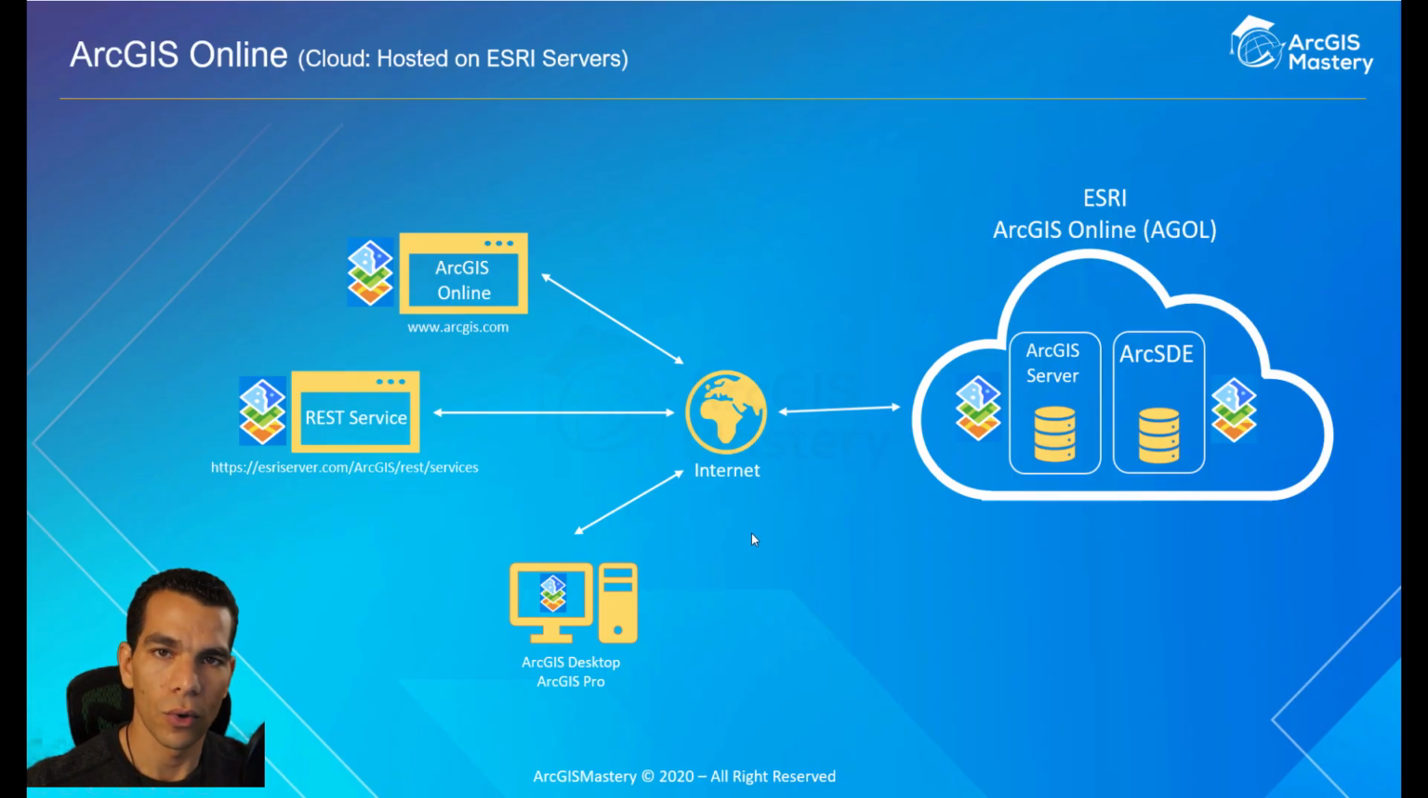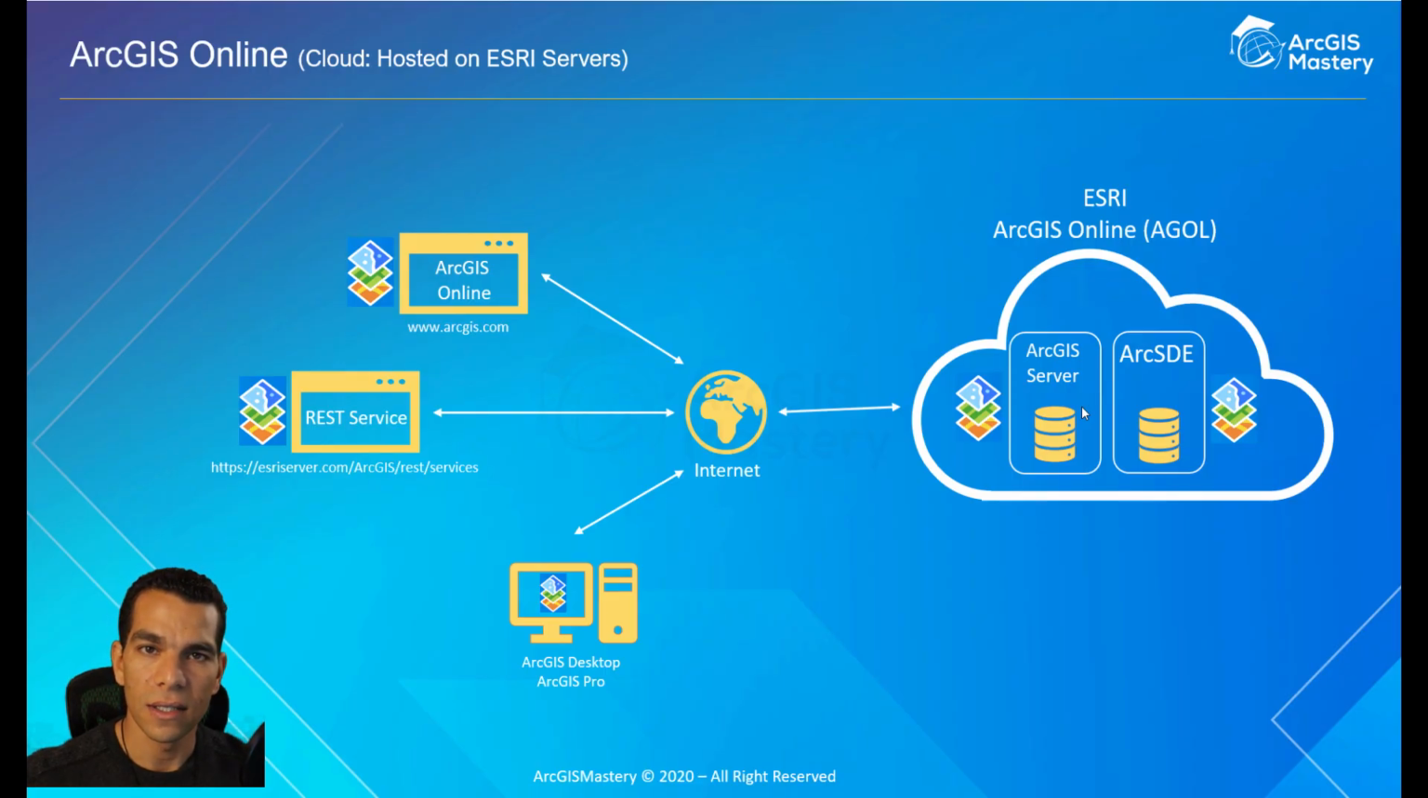And you can connect to ArcGIS Online using Desktop or Pro, or you can connect to the maps hosted on ArcGIS Server right here using the REST services, or you can open ArcGIS Online and you will see all the data right here, and you can create your maps right here. So that is what ArcGIS Online is, and that's the difference between ArcGIS Server and ArcGIS Online.